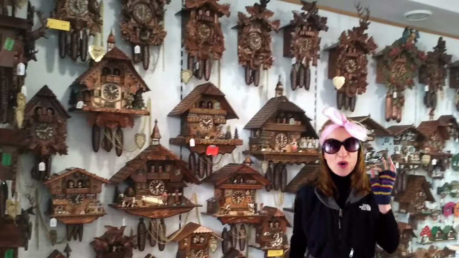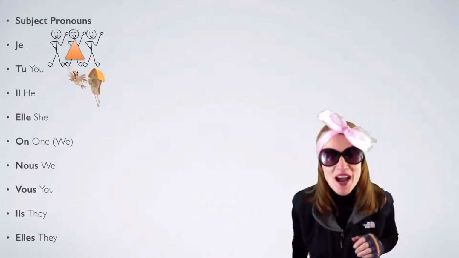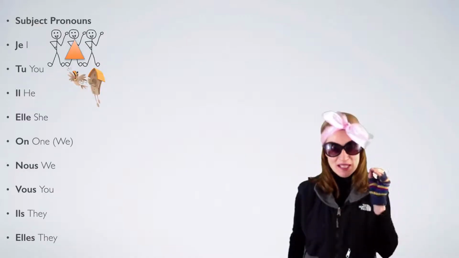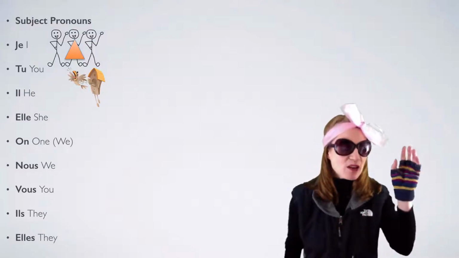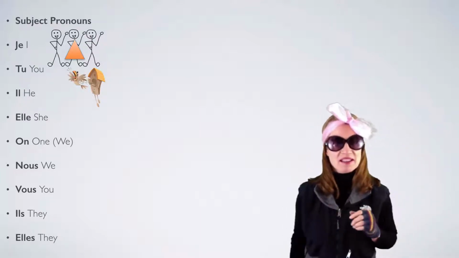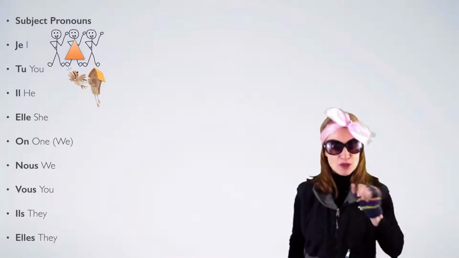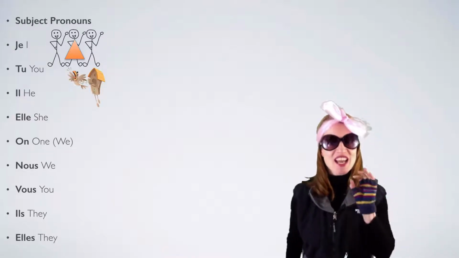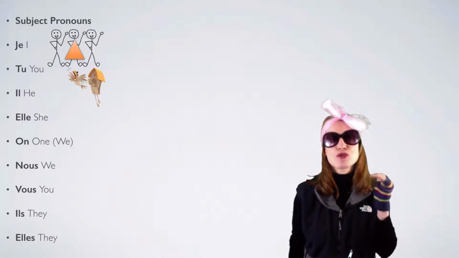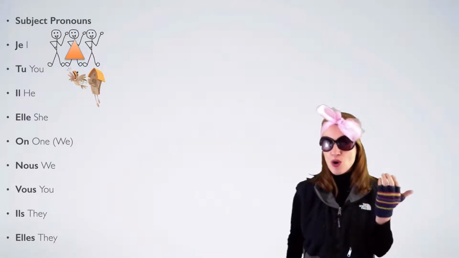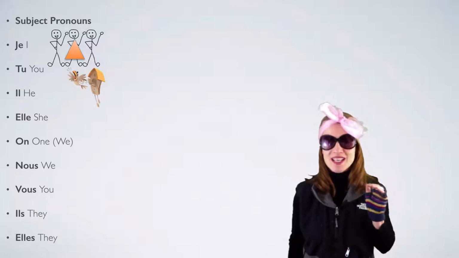Cuckoo, cuckoo. Cuckoos are our pronouns because pronouns replace nouns, just like cuckoos take other birds' eggs out and put their own in the nest. First of all, subject pronouns. Subjects are the action takers. The subject pronouns are, in French, je, tu, il, elle, on, nous, vous, ils and elles.